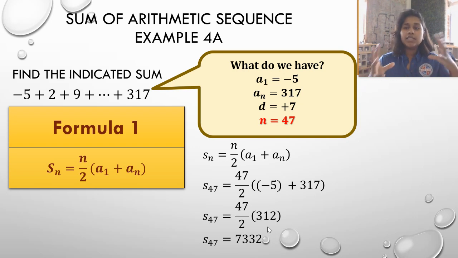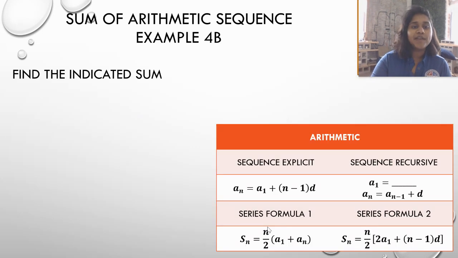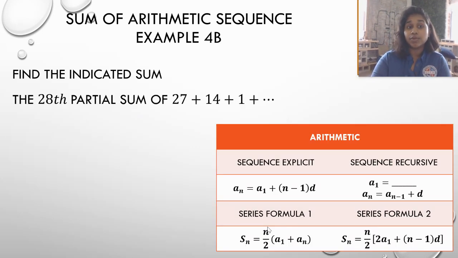7,332. It is a little bit of a two-part sequence to do this, but if you notice, it really is just a pattern. You do the same thing each time. So let's do it again. So let's find the indicated sum of this. We want the 28th partial sum, or S sub 28, of this information.